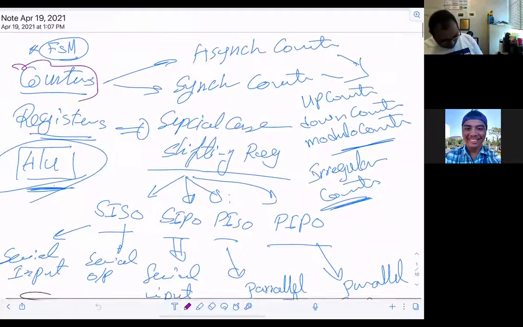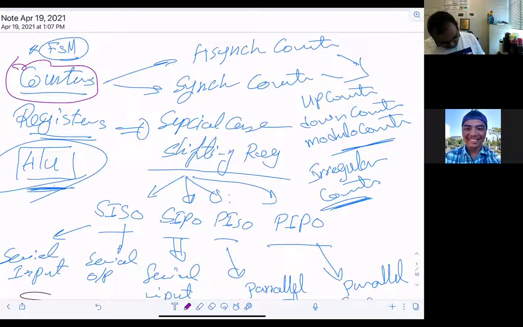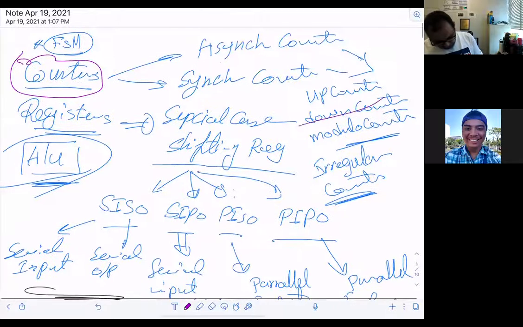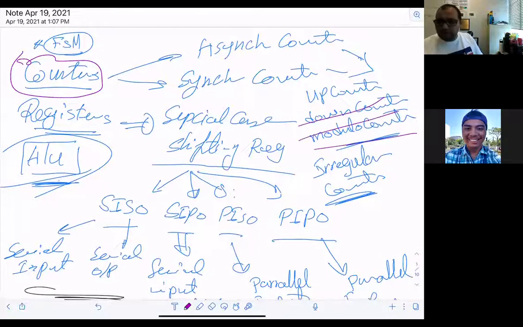We finished counters, right? And we made up-down counters, we made the modulo counters, and we learned about that, right? Now we're gonna move into what? Registers.